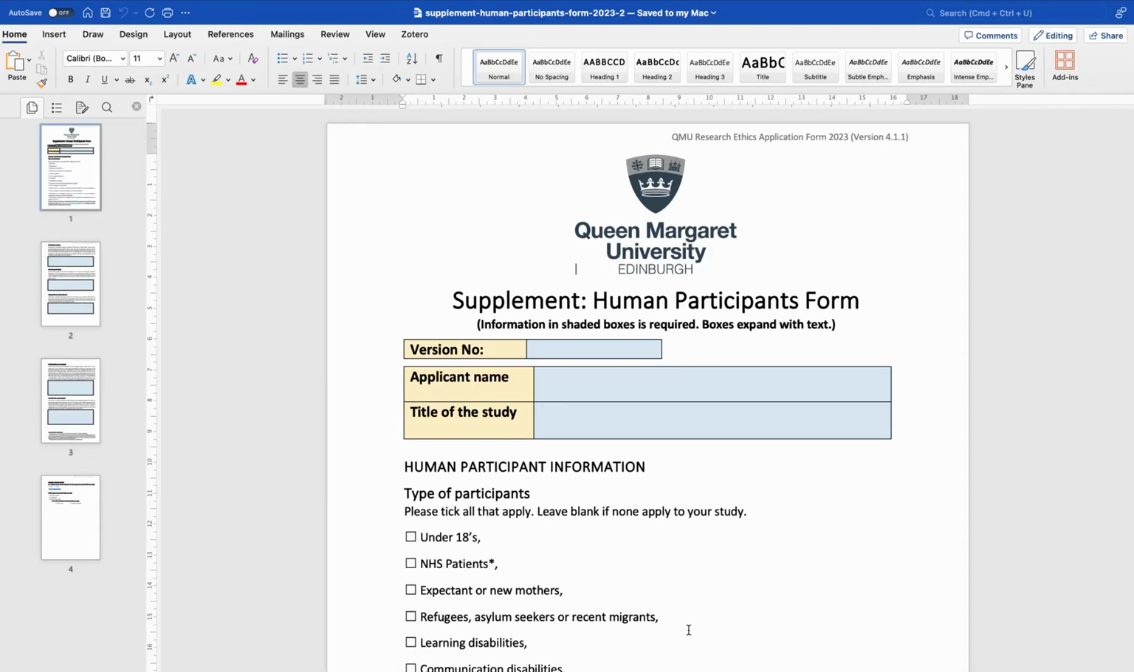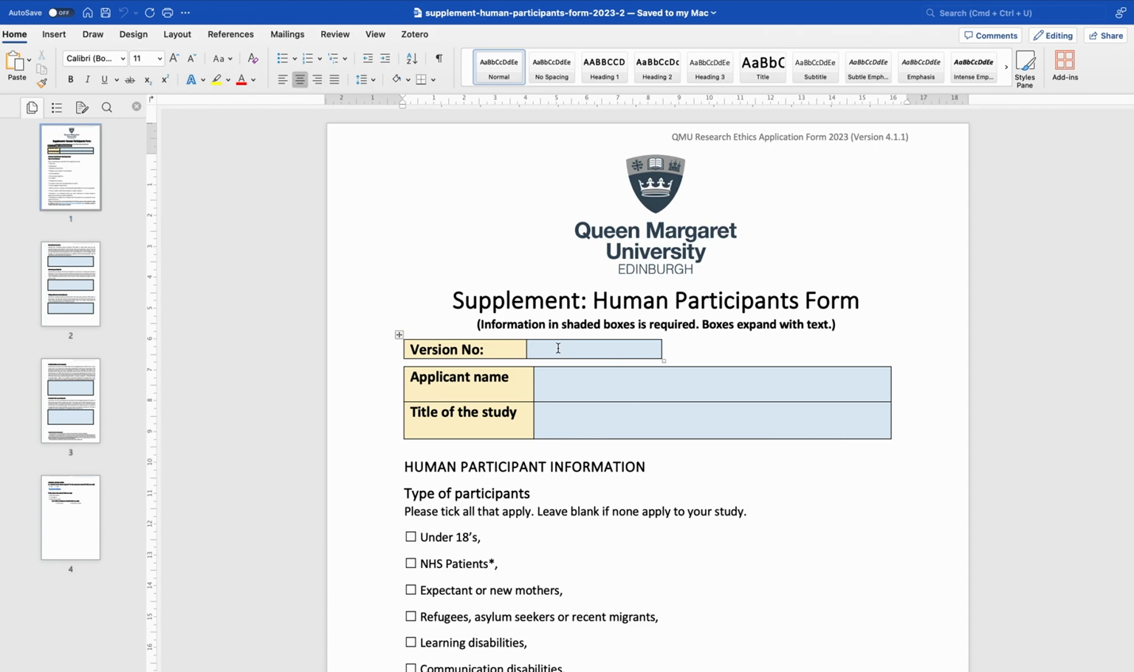Many of you will be doing projects which involve recruiting and testing human participants in some way. So you will need to complete this form to accompany the standard ethics form. It's relatively simple. Let's just go through the fields that you need to complete.